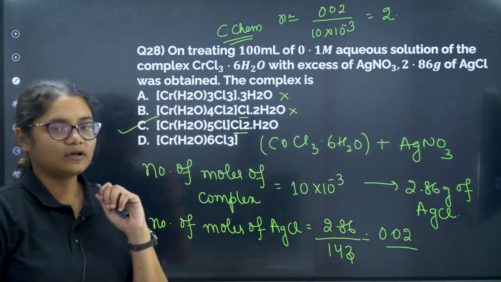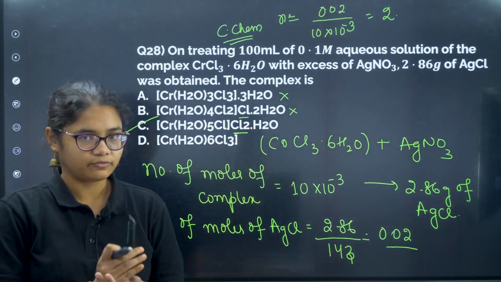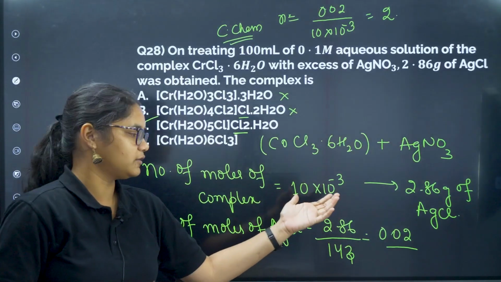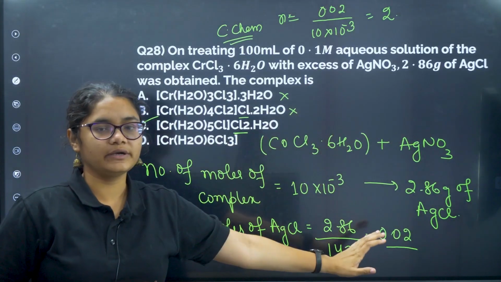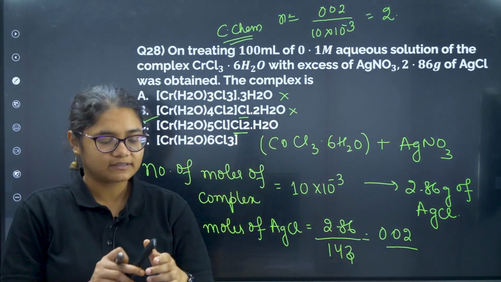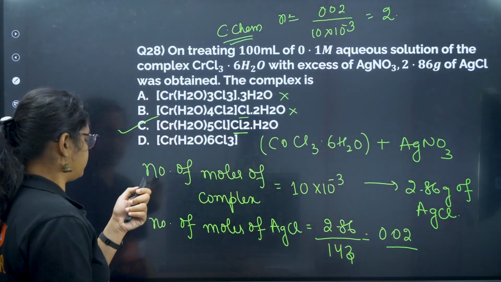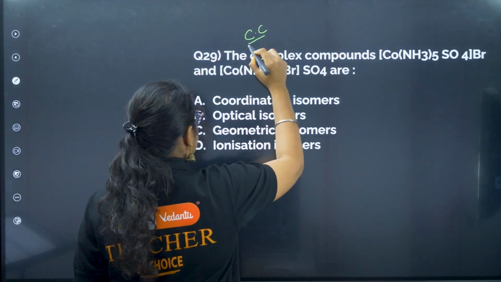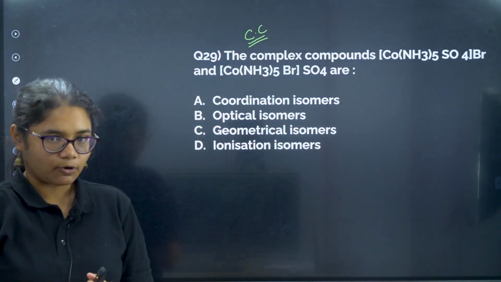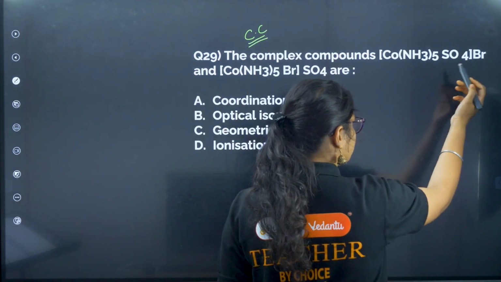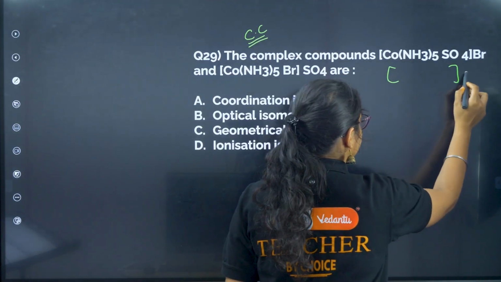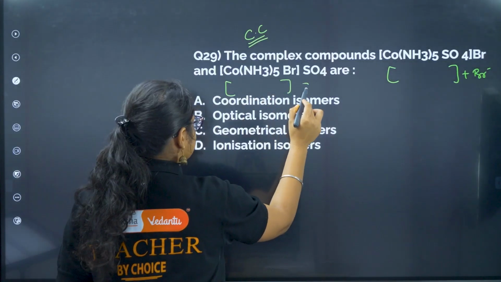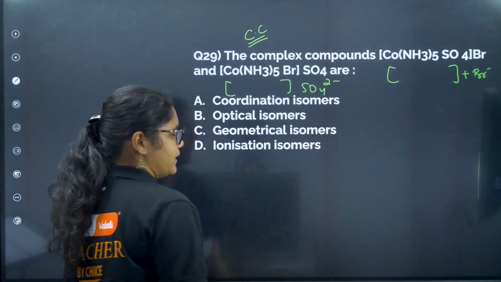Okay, so this one is a question from Werner's theory. You might not have known the process, but just imagine and do it. It was not a very difficult question. It was a moderate level question from coordination chemistry. Now coming to the next question, again from coordination chemistry, a very easy question about isomers, a very important topic. Here if we put it in water, we will get this complex and Br minus, and if we put this one in water, we'll get this complex and SO4 2 minus, right?